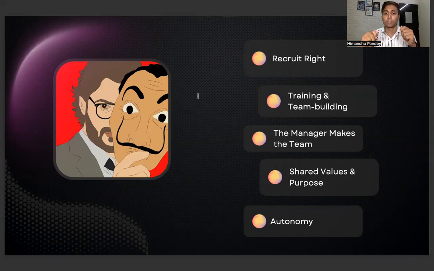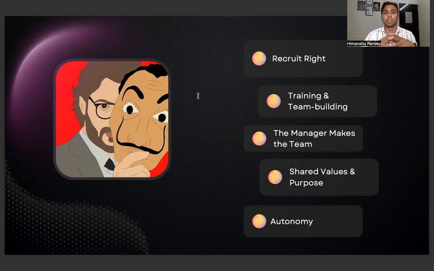Second last is purpose, shared value and purpose. You have to share a value with your team and give them a purpose, like why they are doing this. The professor always gives a value and a purpose to the team, like why you are doing this and what you will get after doing it. So purpose and value are more important in team building. And last but not the least, autonomy is one of the important parts of team building, and the professor always does these things. To create a good effective team, you need autonomy.